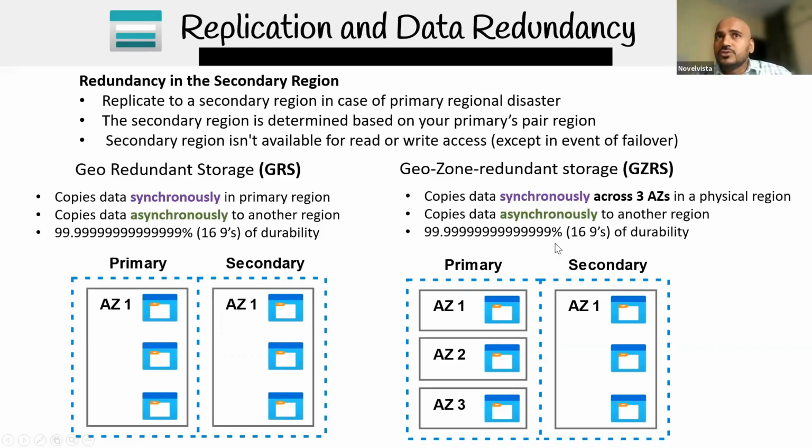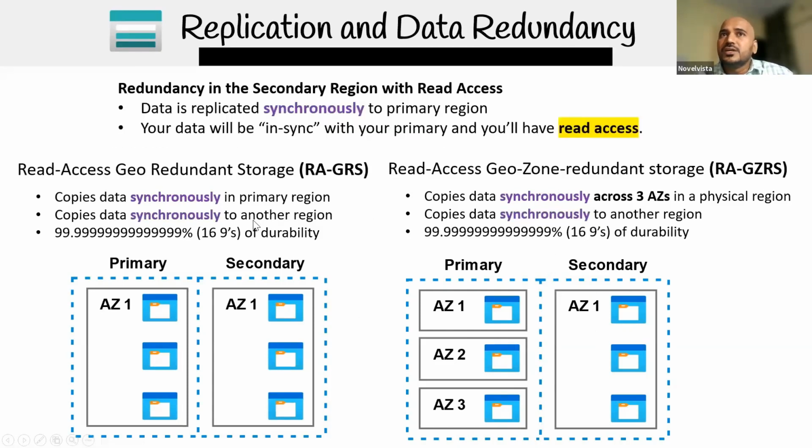Then comes geo zone redundant. As I said, there is no difference. The only difference is the availability zone. That here is the concept of availability zone. Then comes RAGRS. In RAGRS, the process remains the same. Process of copying remains the same, synchronous, asynchronous. However, the difference is that you get read-only access. So your data will be in sync with your primary and you will have read access. That's the only difference that it makes. But because of this difference, they charge you a lot of money. So customers do not primarily go for this option.